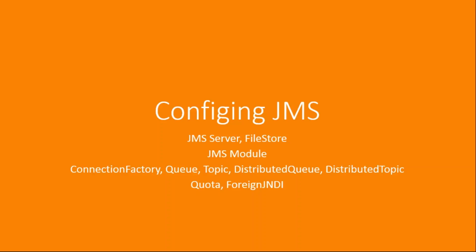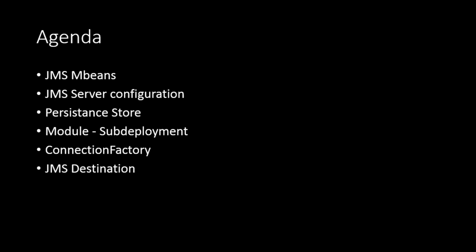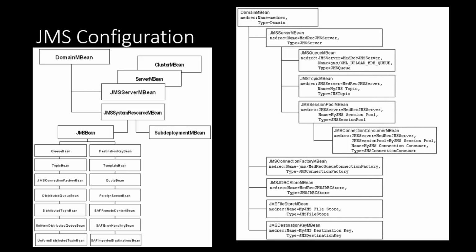And coming to the tuning part, you can configure quota, and you can also communicate between two different WebLogic domains using the foreign JNDI, foreign servers. Okay. So quickly, we'll see what the JMS MBeans are. The domain MBean looks like this. From that one, you're going to have the JMS MBean.